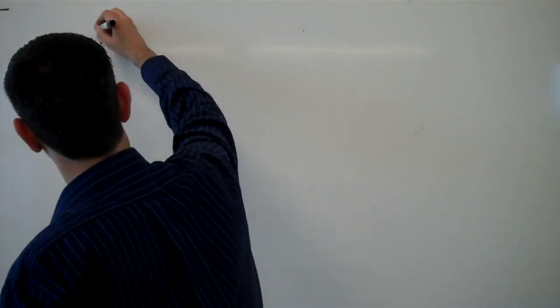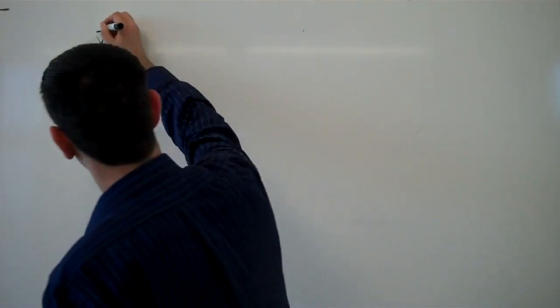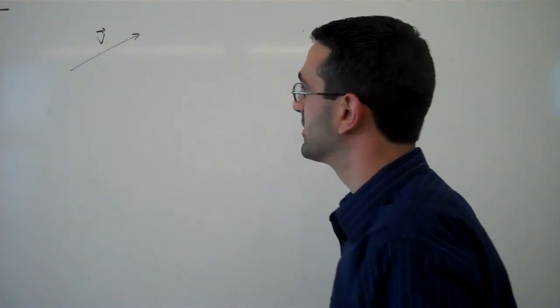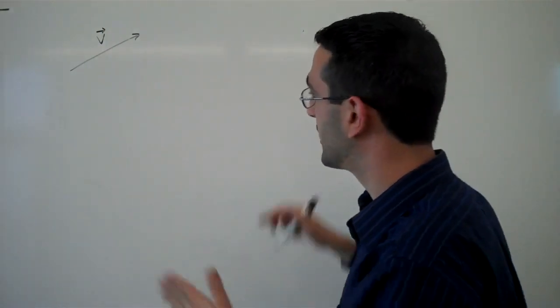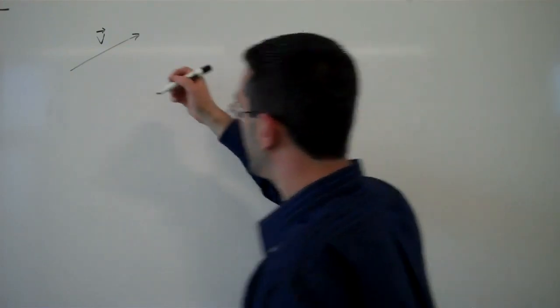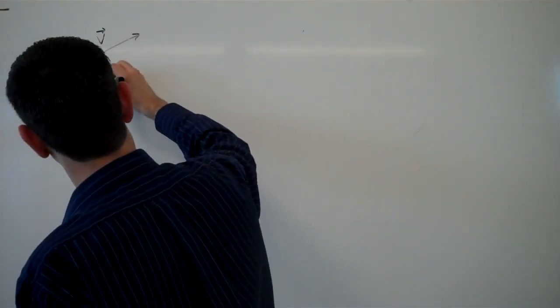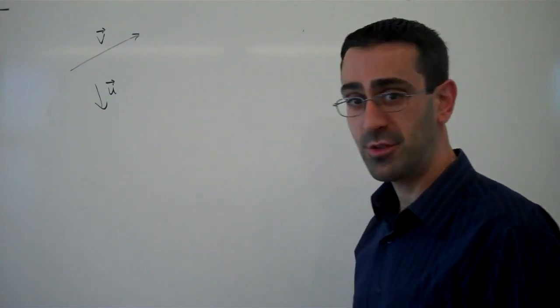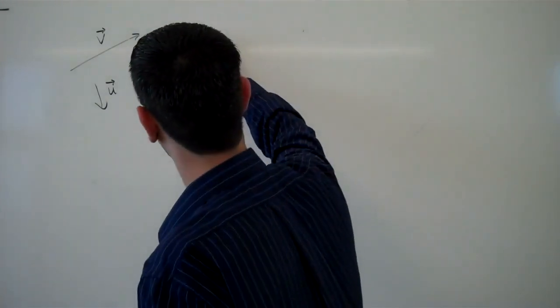So if I call this vector v, then its magnitude is the length of that vector, and then the direction is whatever direction it's pointing in. Now if I have two vectors, vector v and vector u, there's a few things that we can do with them. One of them is scale the vectors.